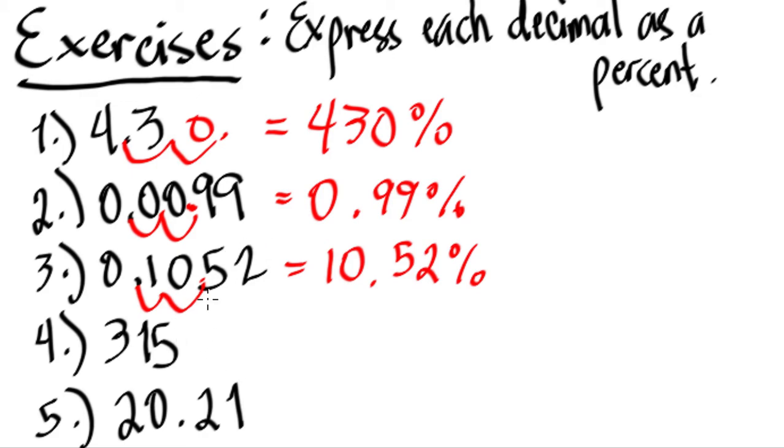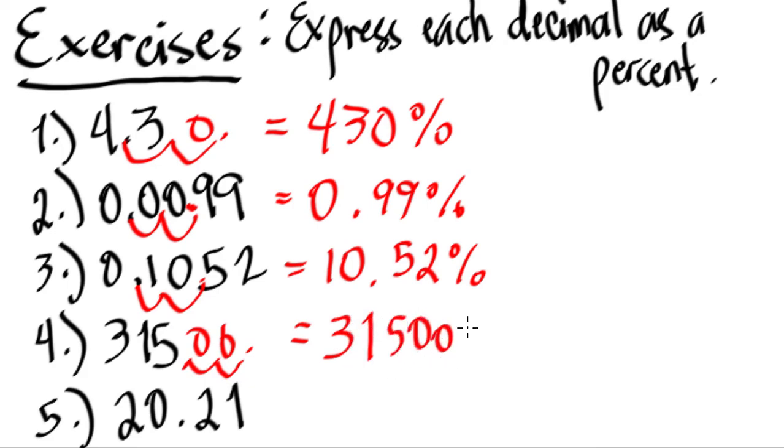We have here 315. Since there's no decimal point anywhere here, let's assume that it's here, and we're still going to move twice to the right. So it's going to look like 1 and 2. But then we need to have some placeholders here, which are zeros. So 315 in percent is actually 31,500%, which is pretty big.